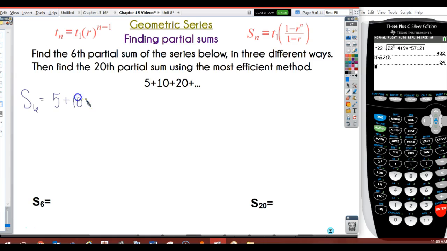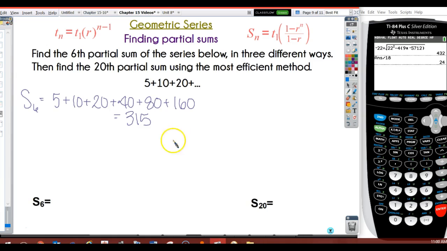So we would have 5, 10, 20, 40, 80, 160, and 320. So that's 1, 2, 3, 4, 5, 6. Oh, did one too many. There are my first 6 terms. Now we could add them all up, and we would end up getting 315. Now, this method is easy.